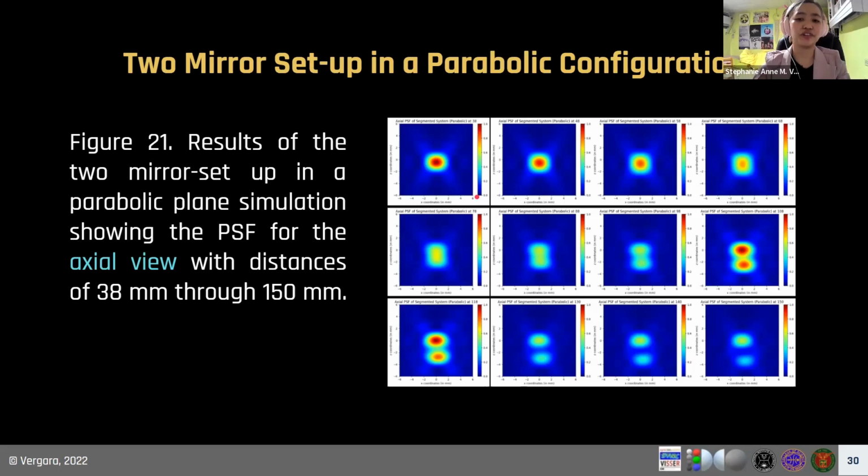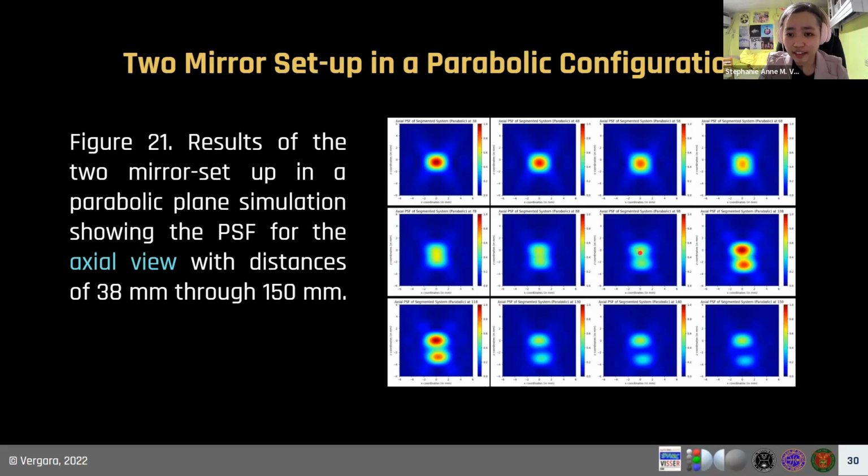So moving on to the third setup, the parabolic configuration, figure 21 shows the result of the said system for the axial view with the same distances mentioned earlier. For the point spread function of the mirrors, it is apparent that as the distance between the mirrors increases, again, the intensity of the light at the focus decreases and the foci of the segments start to diverge.